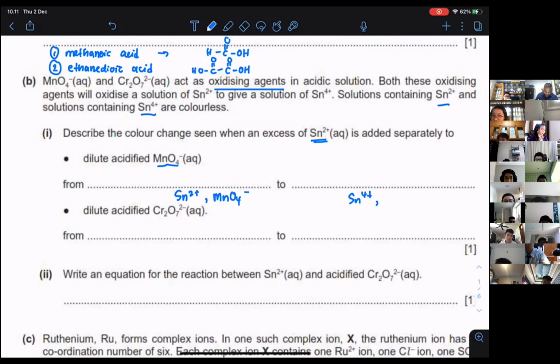Another question I'll ask here. Sn2+ is going to change into Sn4+ here. Cr2O7 2- is going to change into what ion? It's an oxidizing agent, so it will cause oxidation, but it will undergo reduction. So these two ions will get reduced to become what? That is the question.